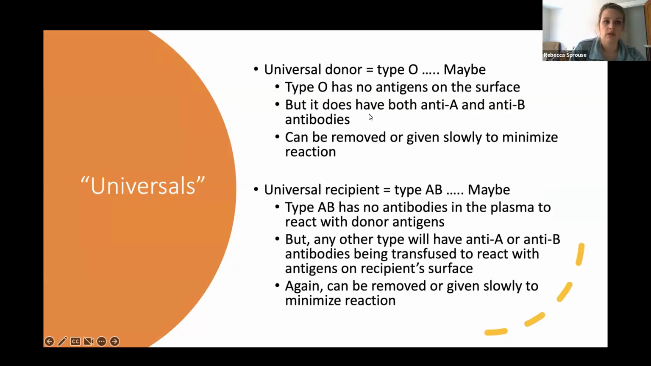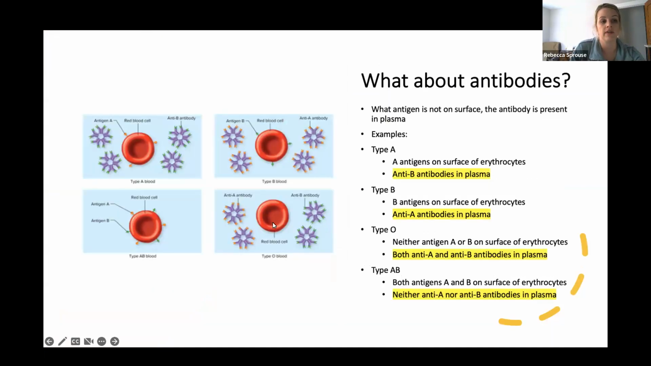What about though, if you're giving a whole blood transfusion? If you're giving a whole blood transfusion, you are transfusing not only those cells, but you're also transfusing its antibodies. And remember that if you don't have anything on the surface, you have both types of antibodies. And if you put these antibodies into a recipient who is a different type, who has an antigen that your antibodies aren't going to like, that could be problematic.